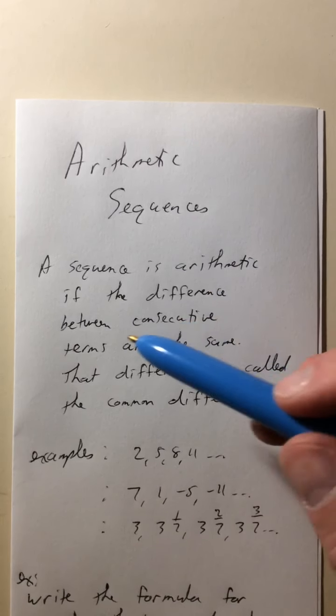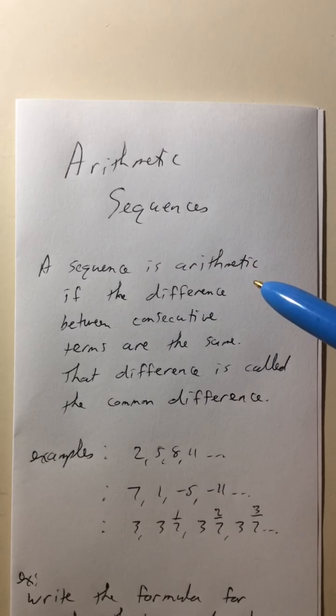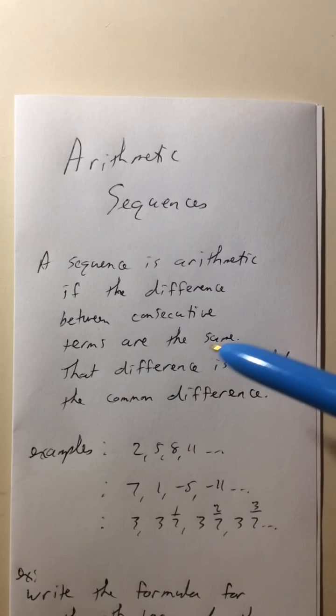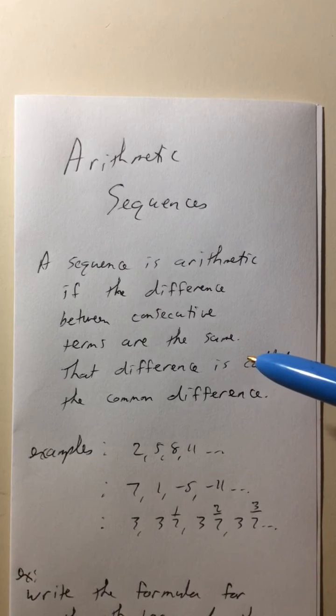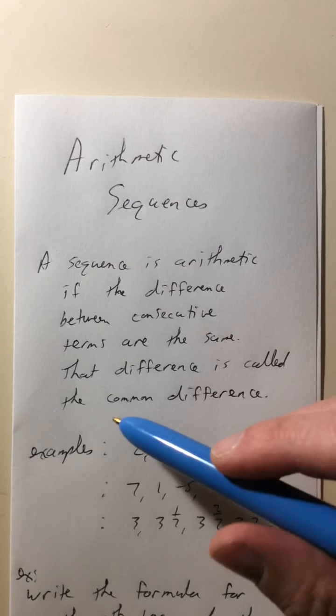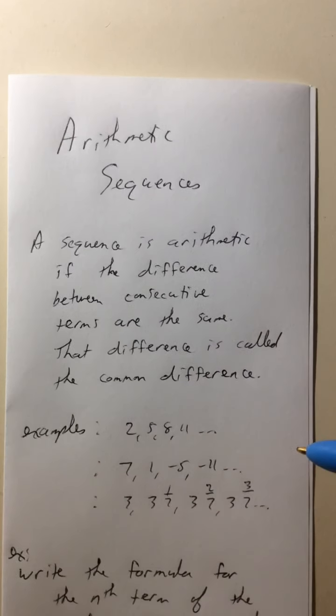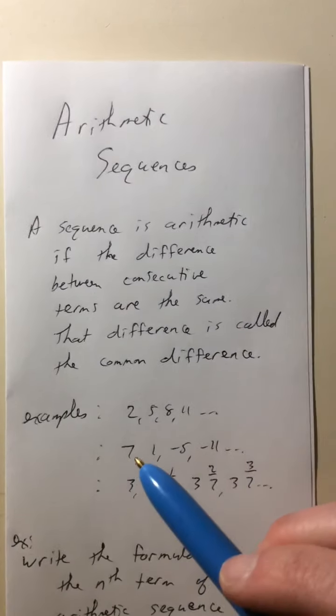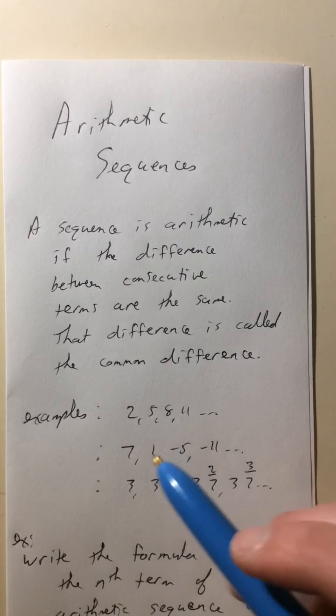meeting. All right, so a sequence is arithmetic if the differences between consecutive terms are the same. In other words, it's always the same difference between the first term and the second, and the third and the fourth, and the eighth and the ninth, etc. That difference is cleverly called the common difference. So let's look at some examples. We've already actually seen some examples of this in the previous section.